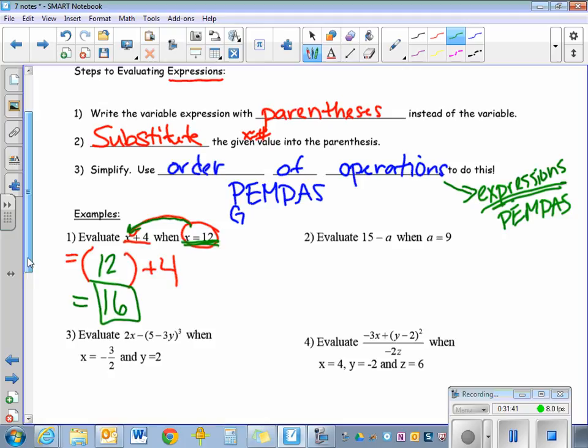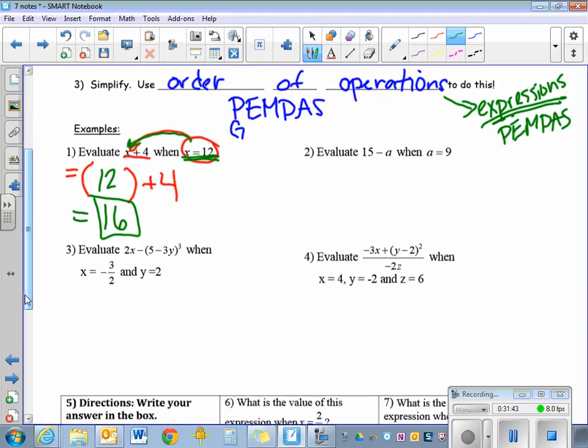Okay. So let's take a look at number 4 then. So number 4, it still says evaluate. This is still an expression here. This whole thing is an expression. And it says evaluate when x is equal to 4, y is equal to negative 2, and z is equal to 6. So they give us values for each of our variables.